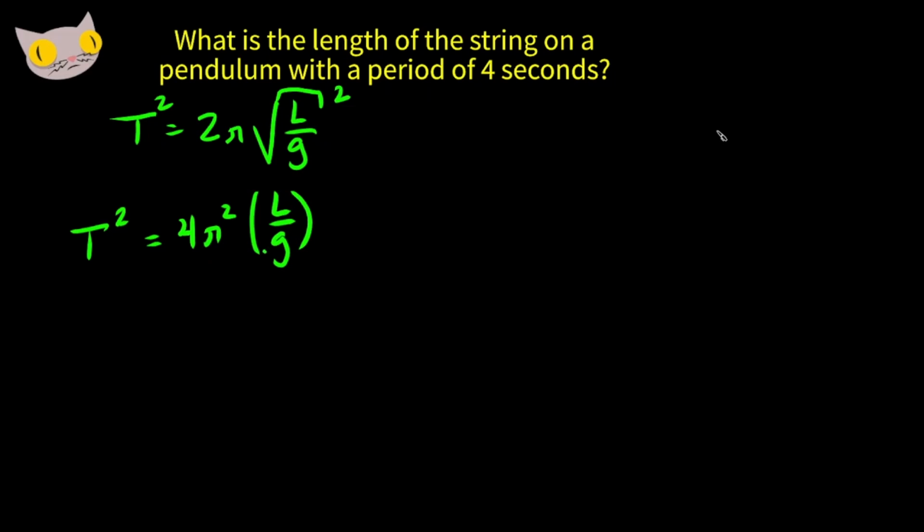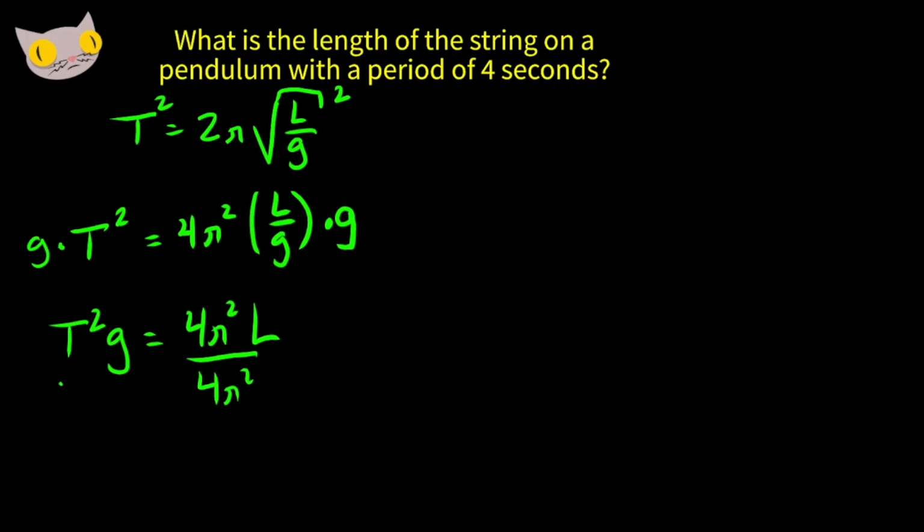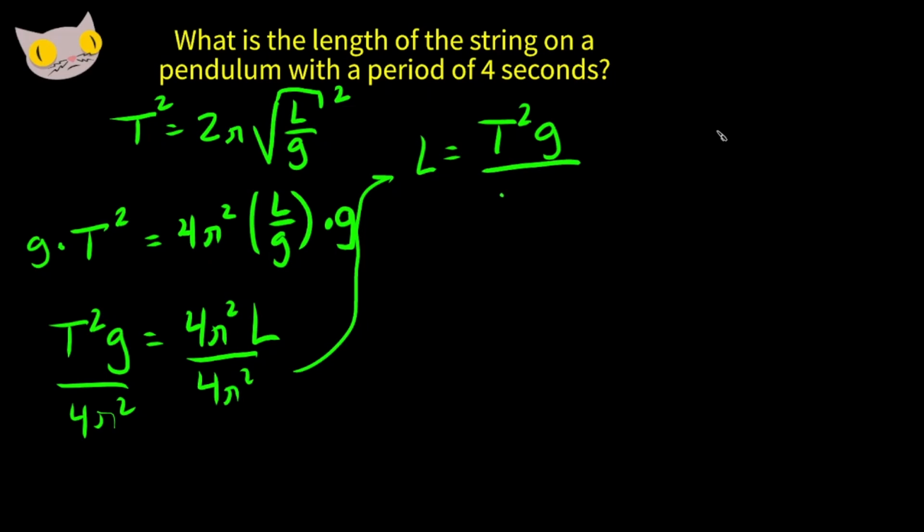Now multiply both sides by G. And we have T squared times G is equal to 4 pi squared times L. And then just divide both sides by 4 pi squared. And so we get length is equal to period squared times acceleration due to gravity over 4 pi squared.